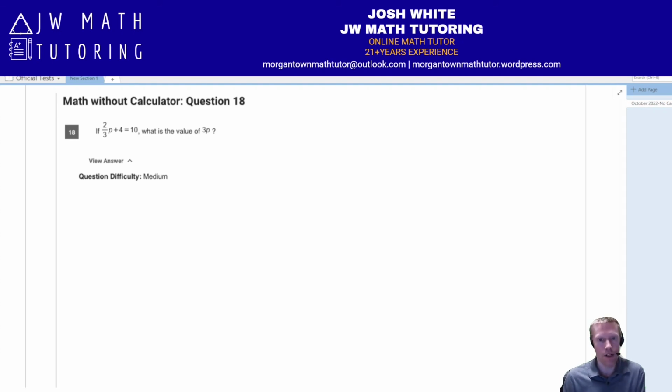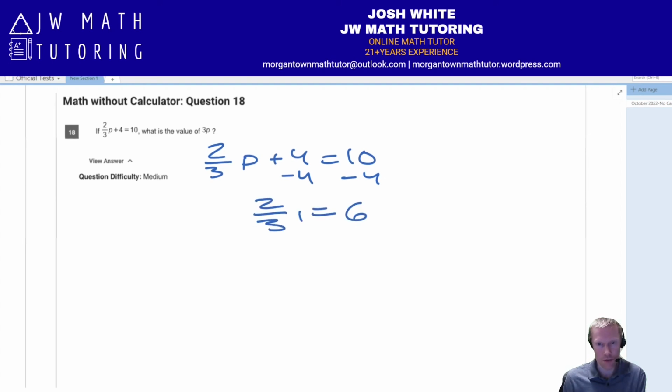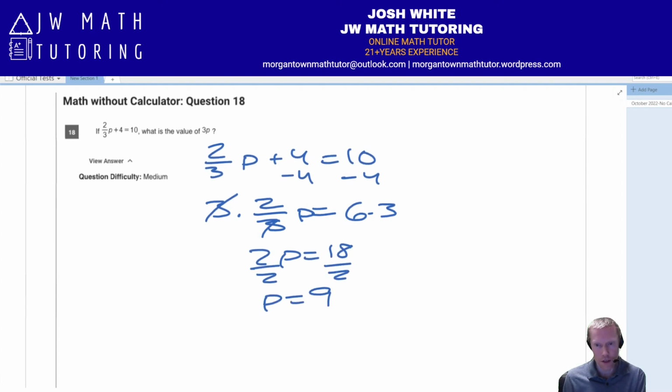So for this one, I'm going to go ahead and solve it in what I would consider the traditional manner, by solving for p, and then I'll talk about an alternate method after that. So first step, I would subtract 4, and I would get 2/3 p equals 6. Then I'd multiply by 3, cancel out, 2p equals 18, divide by 2. Okay, p equals 9. Notice, this is not the answer.